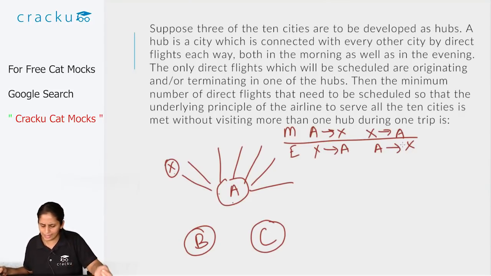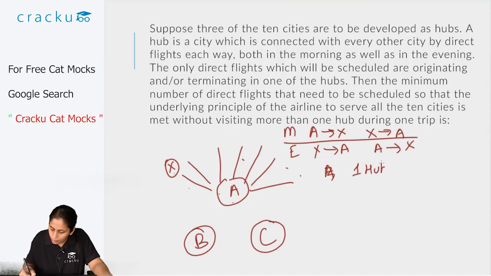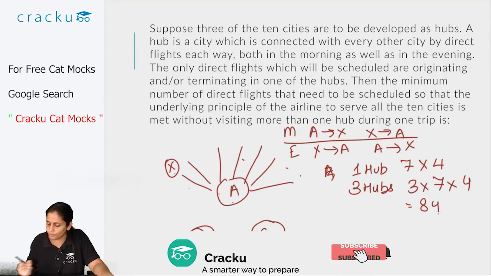So as far as A is concerned, it would need 4 flights for each of these 7 connections. So for each hub, you would have 7 connections and each of these will require 4 flights. So for 3 hubs, you will have 3 into 7 into 4. This is 21 into 4, that is 84 flights.